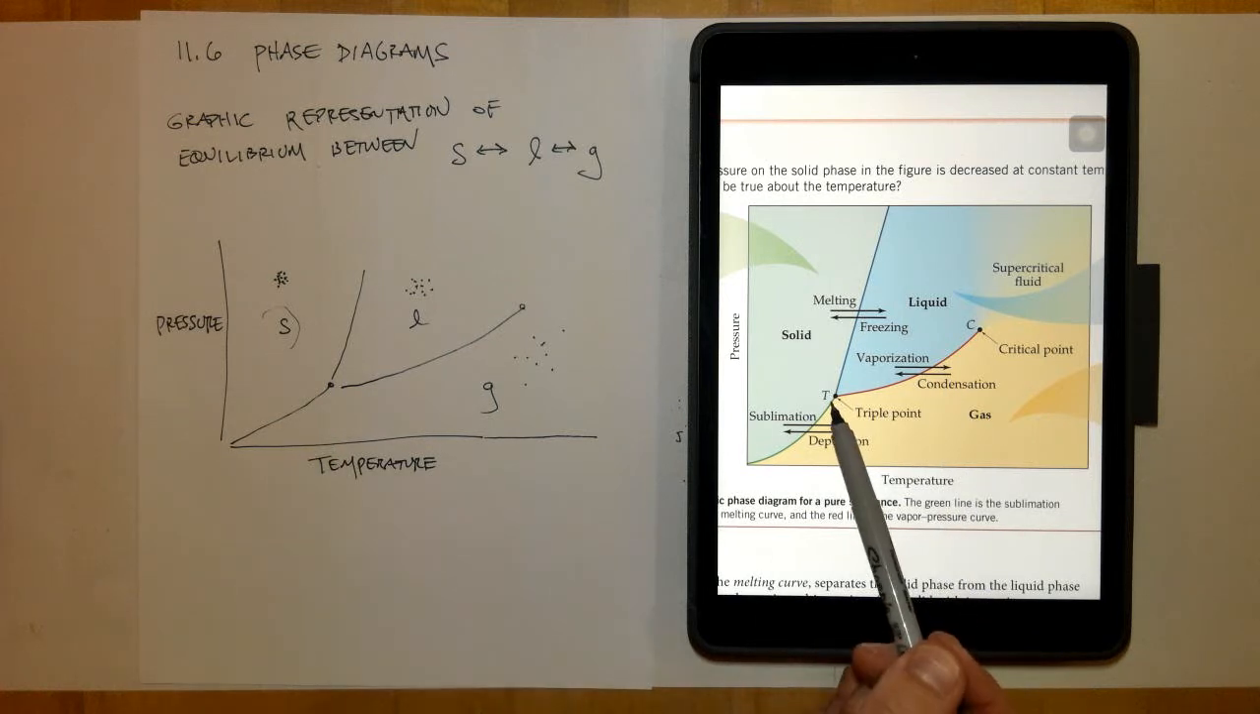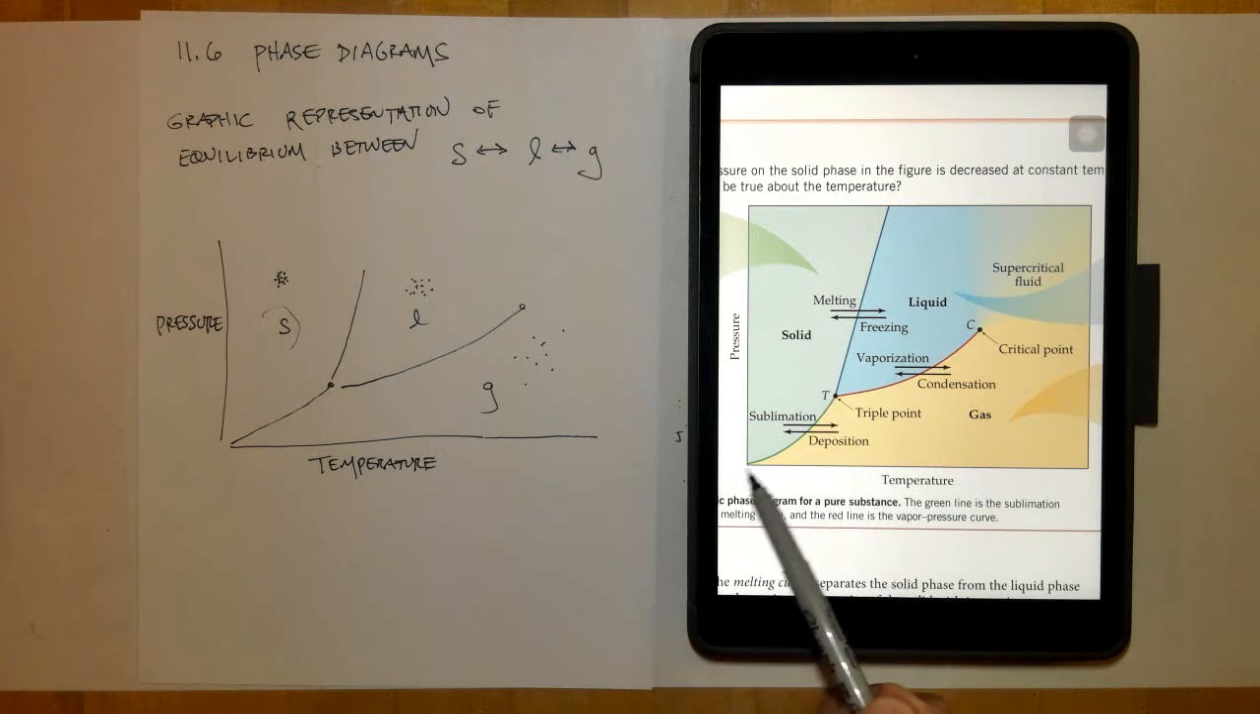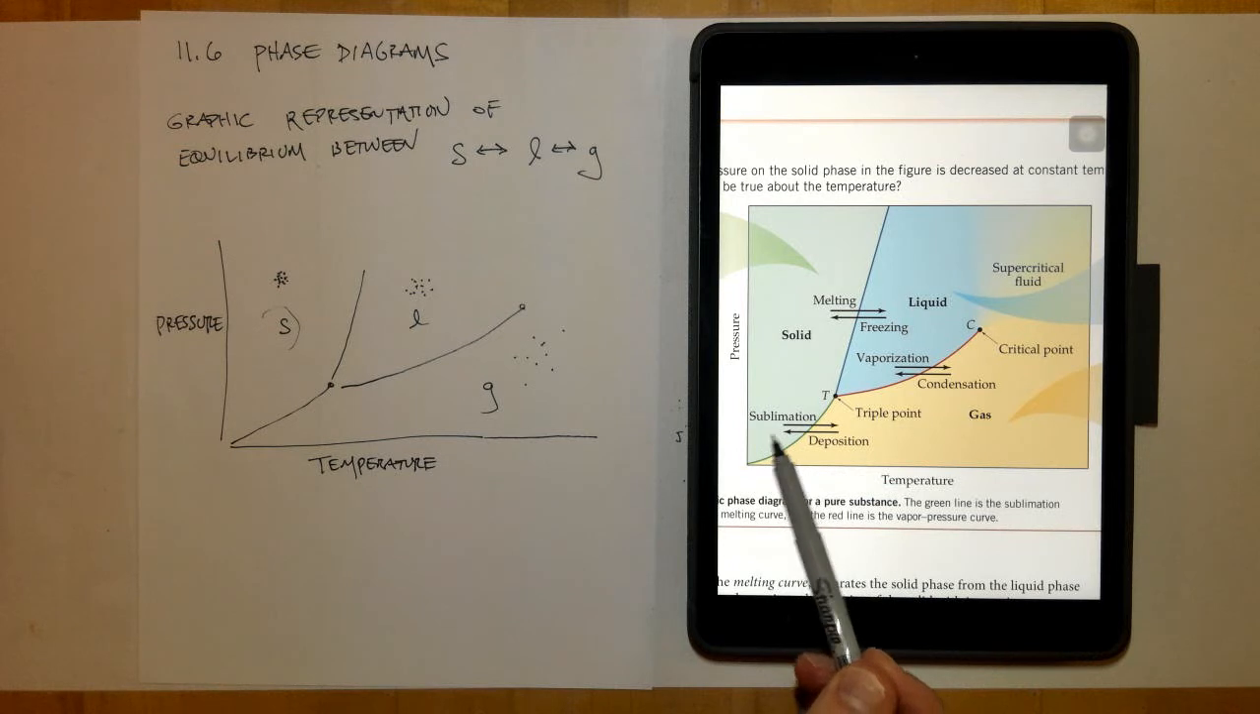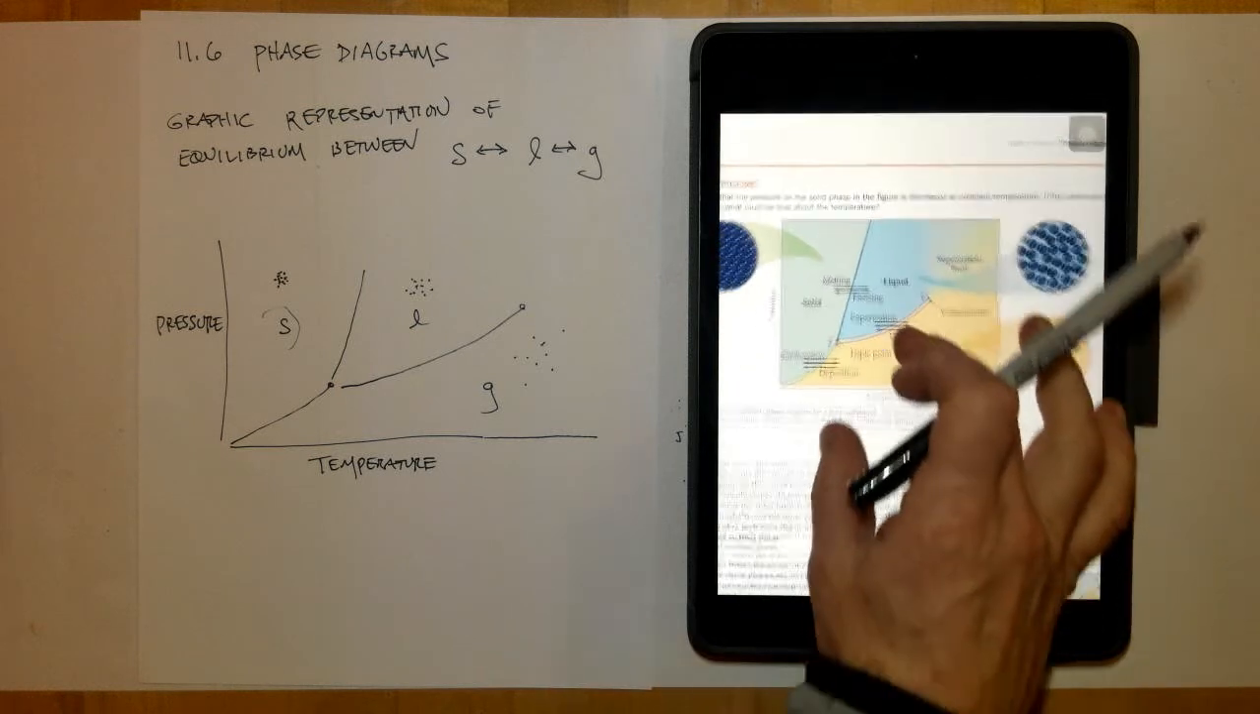This special point where the line splits is called the triple point, and this is the place where solid, liquid, and gas are all in equilibrium. All three phases of matter can be found at the same time. And then the line going down here back down to zero is the interface between solid and gas. Sublimation would occur this way, deposition would occur this way, and so it would be the solid-gas interface, which you'd see a lot on something like solid carbon dioxide, dry ice, where it goes directly from the solid to a gas.